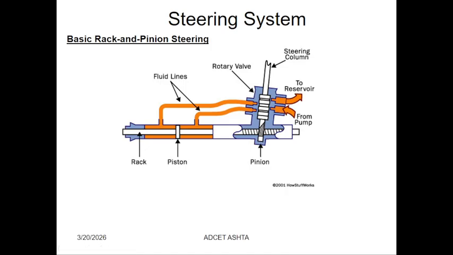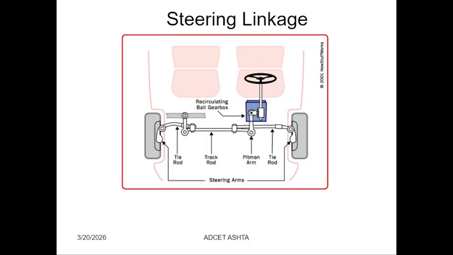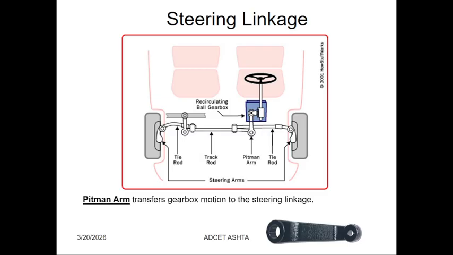So this is the steering system basic information. These are two types of fluids, one from each of the two fluid ports, one on each side. Then another linkage in front of you is the circulating part. This circulating part is helpful for the pitman arm, and this pitman arm transfers the gearbox motion to the steering linkage. This is the important part here.